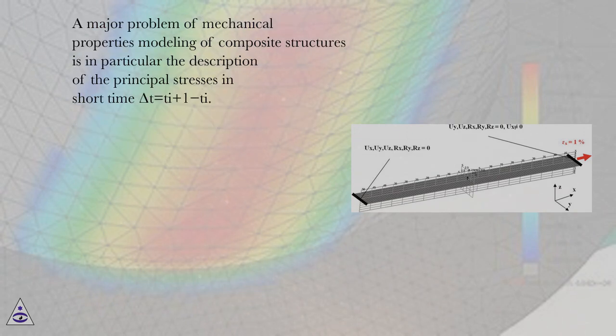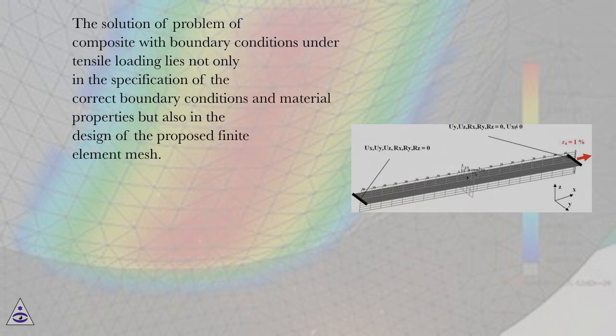A major problem of mechanical properties modeling of composite structures is in particular the description of the principal stresses in a short time, delta t equals t plus 1 minus t. The solution of the problem of composite with boundary conditions under tensile loading lies not only in the specification of the correct boundary conditions and material properties but also in the design of the proposed finite element mesh.